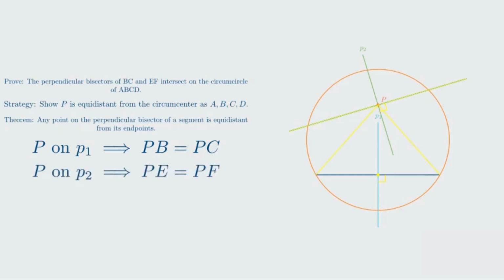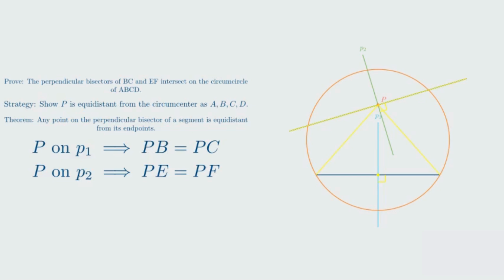Let's apply this. Since point P is on the perpendicular bisector of BC, P sub 1, it must be equidistant from B and C. This means the length of segment PB is equal to the length of segment PC. Similarly, since P is on the perpendicular bisector of EF, P sub 2, it must be equidistant from E and F. So the length of segment PE is equal to the length of segment PF.